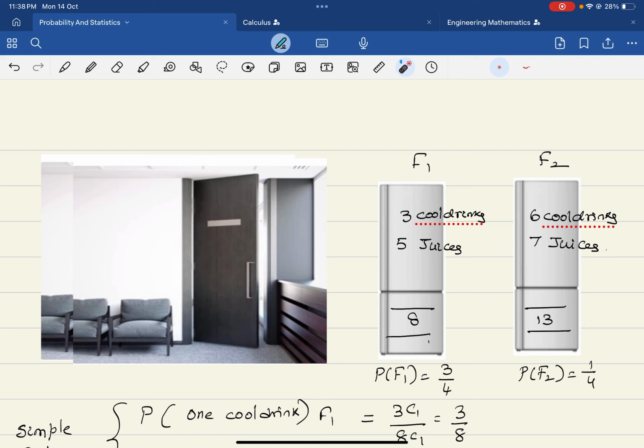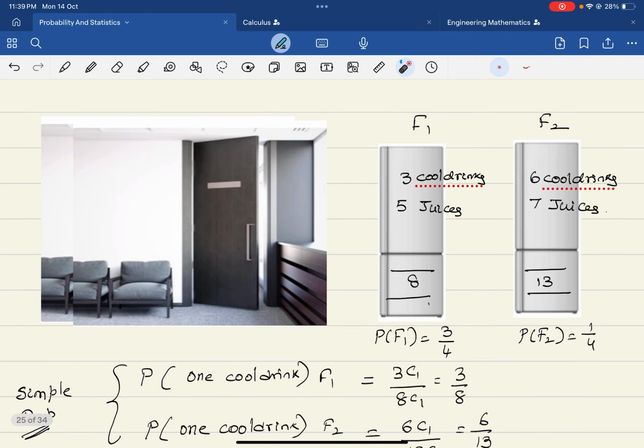Now, in the problems, we always think about how the problems will be given, and whether it is conditional, Bayes theorem or total probability, which you want to find out. So for identifying the difference, I am giving you this example. Let us make an attempt to understand this.